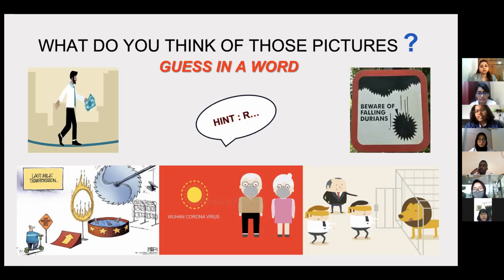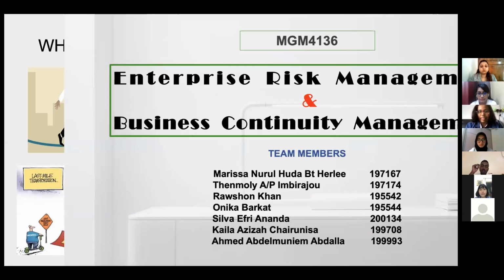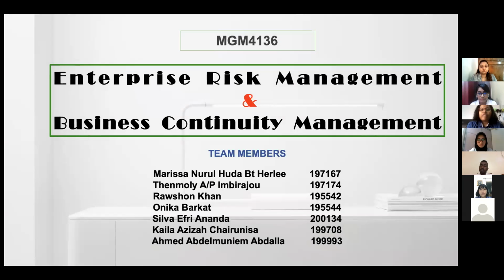The fourth picture is about the two men who are going to be attacked by the lions. And the fifth picture is about the durians going to fall on your head. So all these are related to risk. Next slide. So today we are here to give a presentation on enterprise risk management and business continuity management.